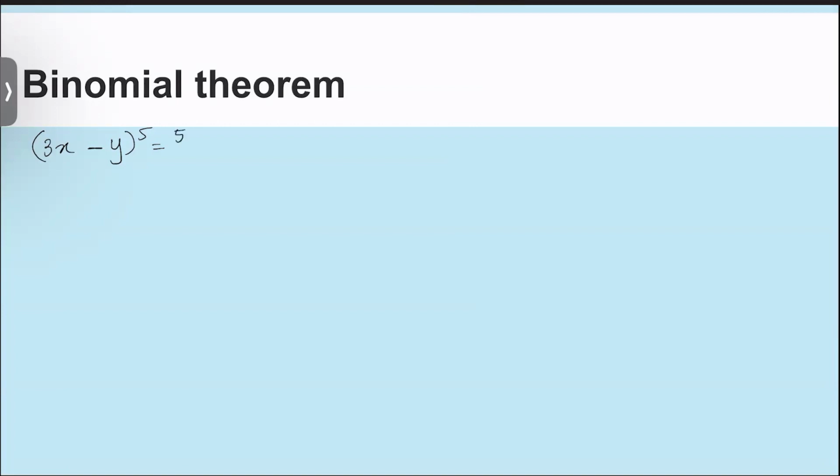So you have 5C0. Now you have 3x raised to 5. Okay, now you keep the plus sign, then you write 5C1, 3x raised to 4 minus y raised to 1.